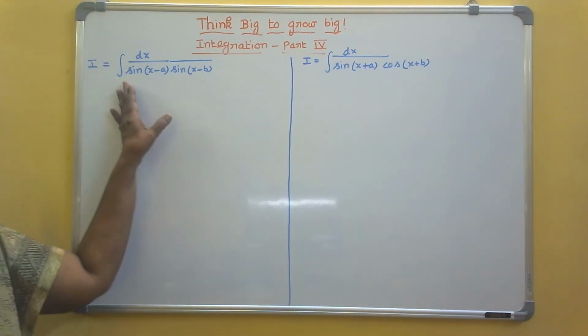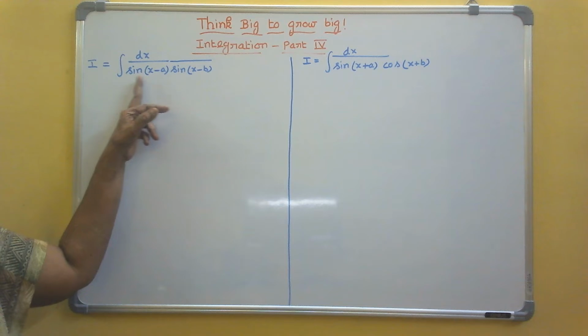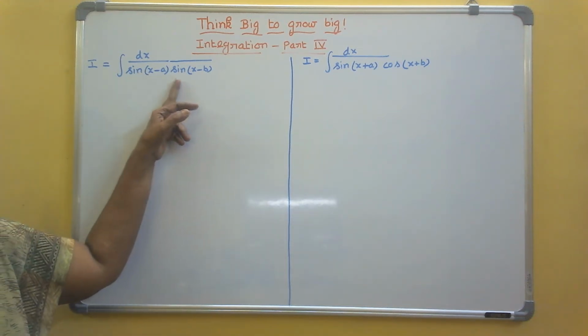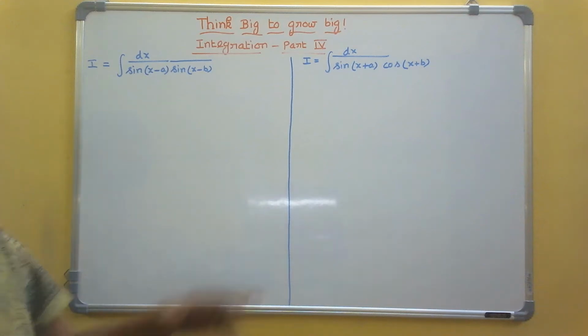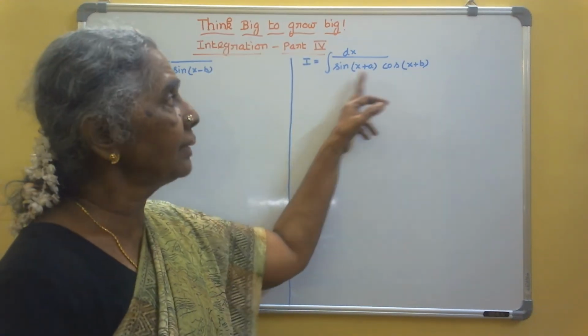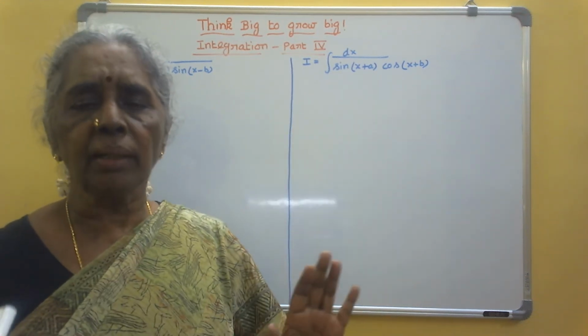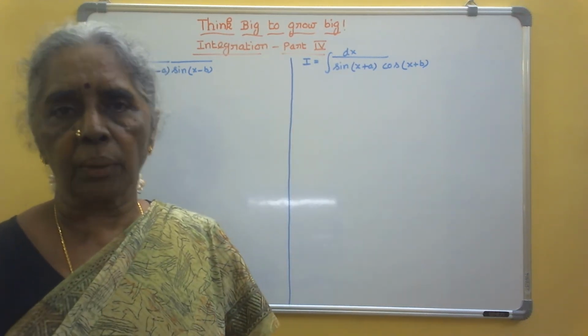Now this belongs to type 1, that is, both the terms in the denominator are sin. I have taken sin of x minus a into sin of x minus b. This belongs to type 2, one sine and one cos. Here I have taken x plus a, x plus b, so that both the models will be clear to you, right?